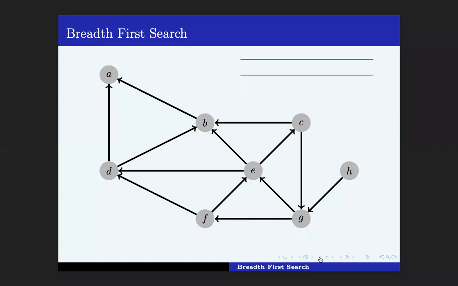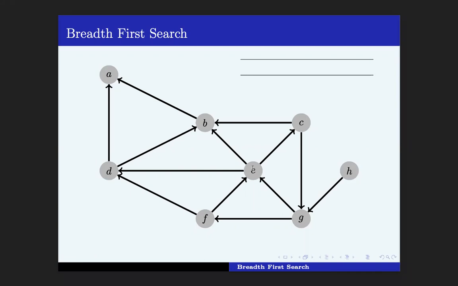So what happens in the next step after that? Level 2 will be A, F, and E. A will be below B, and F and E will be under G. What happens after starting from C? From any other vertex, we can never reach H. We will not be able to reach H. H will not be there.